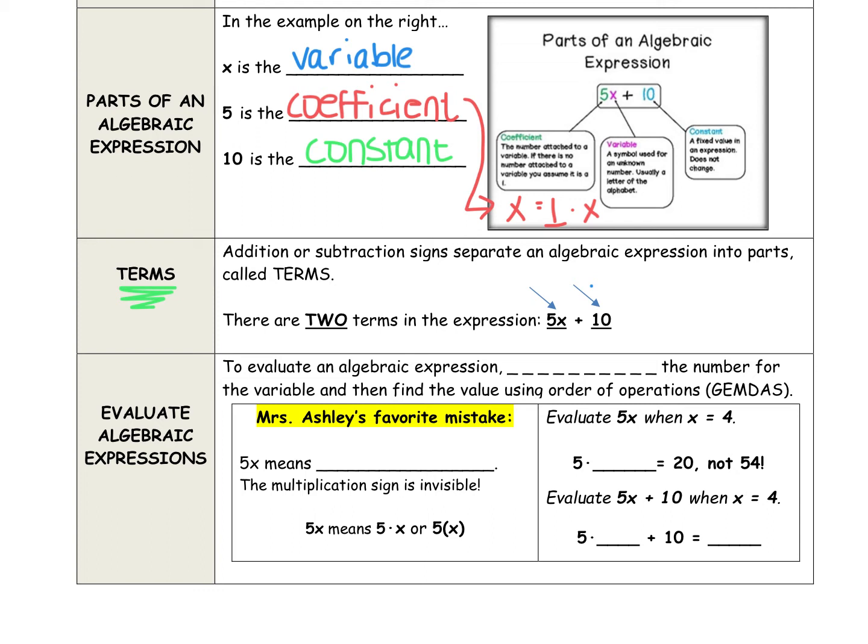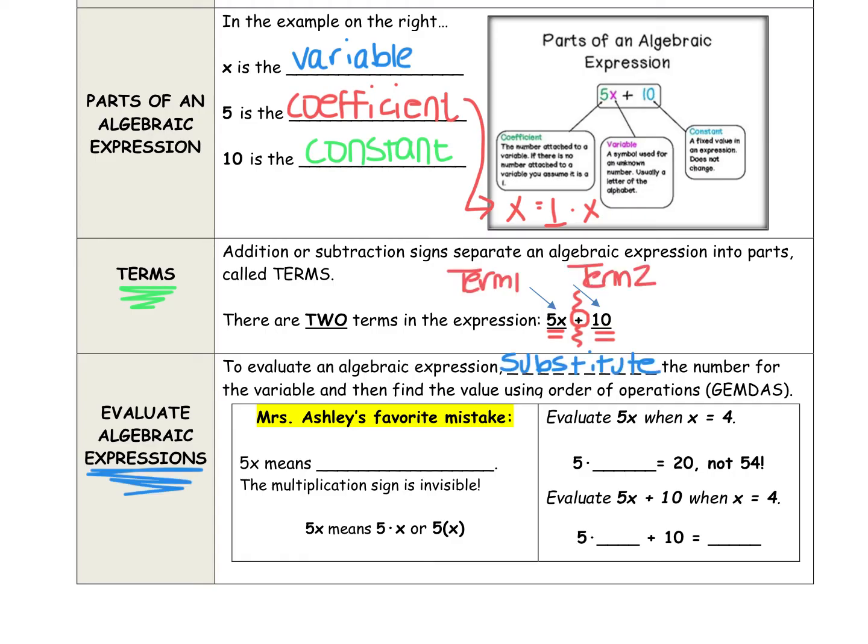Next up, we have terms. Addition or subtraction signs separate an algebraic expression into parts. Those parts are called terms. In the expression 5x plus 10, there are two terms. Since I have an addition sign, I like to break up my expression by looking at how many operation signs I have. The plus sign here separates our expression 5x plus 10 into two parts. Our first term is 5x and our second term is 10. So the expression 5x plus 10 has two terms.